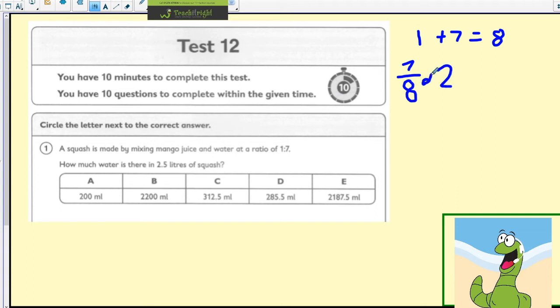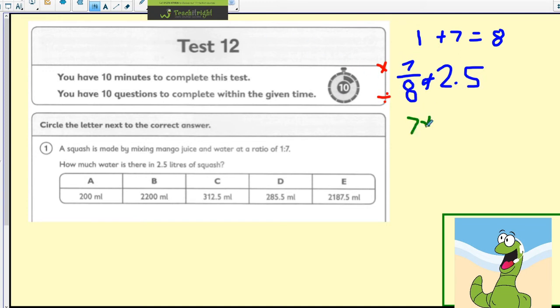7 eighths of 2.5. So with this, the key thing to remember is we are multiplying by the top and dividing by the bottom. So we could choose to times by 7, then divide by 8, or vice versa. I'm probably not going to divide by the 8 first, because I think that makes it a bit more complicated. I'd much rather multiply by the 7, because if I can avoid small decimals, I'm going to choose that route. So let's times by 7 first.